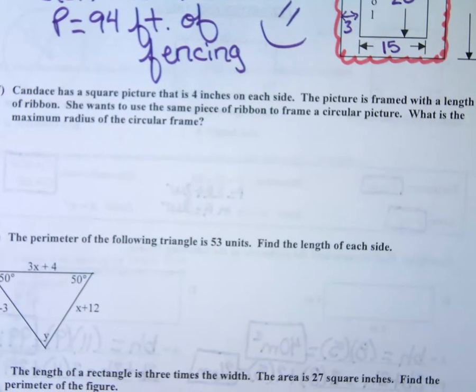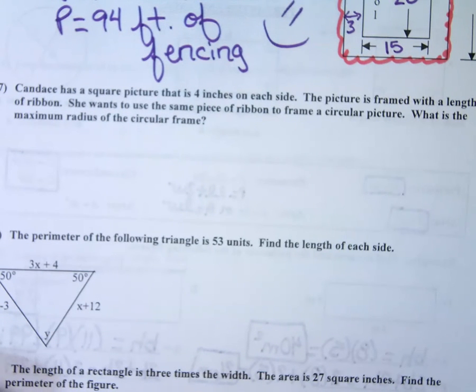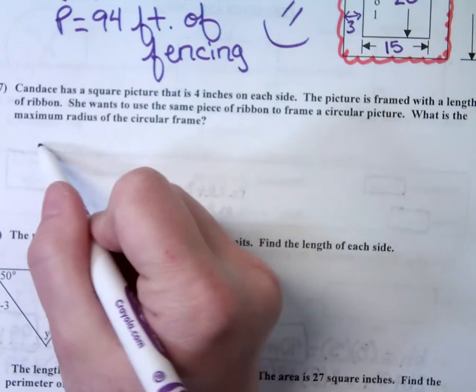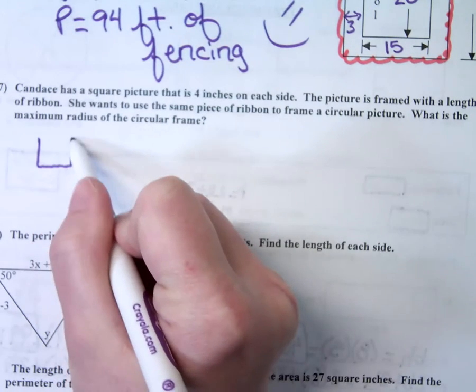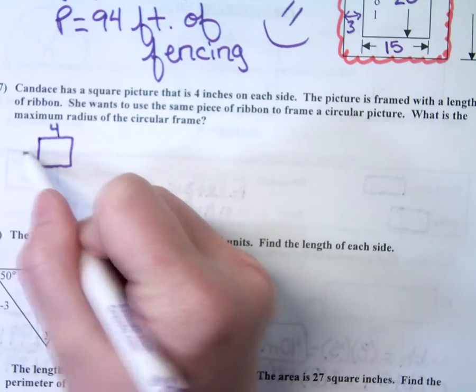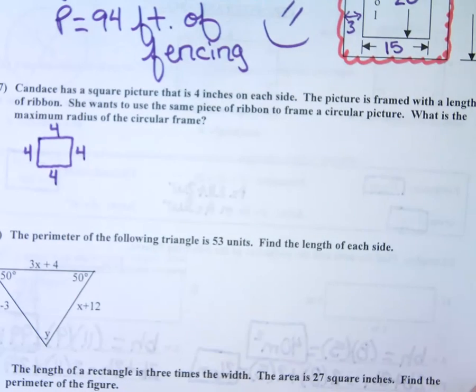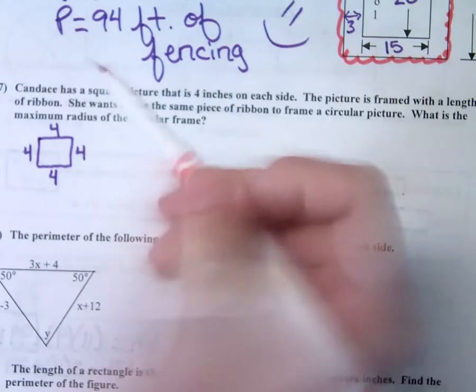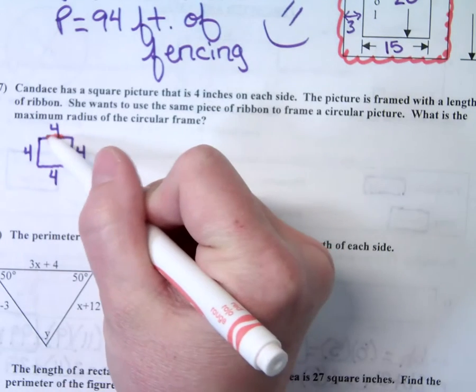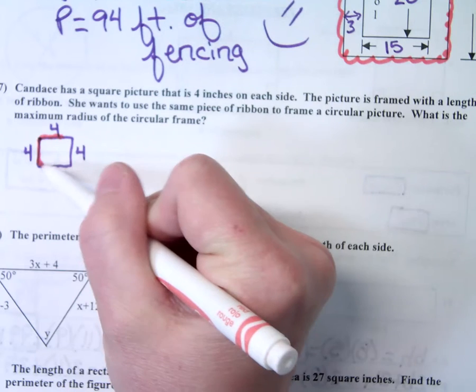Okay, number 7. Candace has a square picture that is 4 inches on each side. So let me draw a little picture of that. She's got this square picture. It's 4 inches on each side. The picture is framed with a length of ribbon. So we've got this ribbon that is framing the picture.